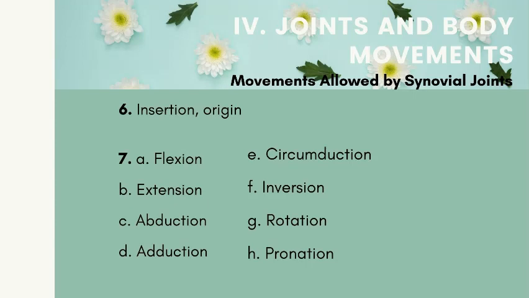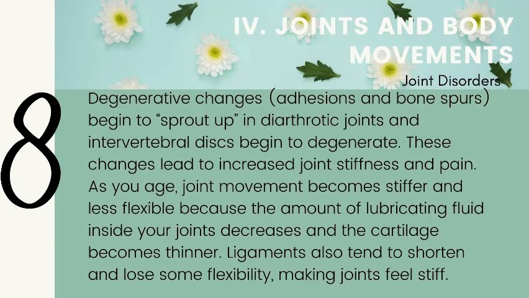For the joint disorders, number 8, what structural joint changes are common in older people? The joint changes that are common in older people are degenerative changes, adhesions, and bone spurs. They begin to sprout up in the thoracic joints, and the intervertebral discs begin to degenerate. These changes lead to increased joint stiffness and pain.